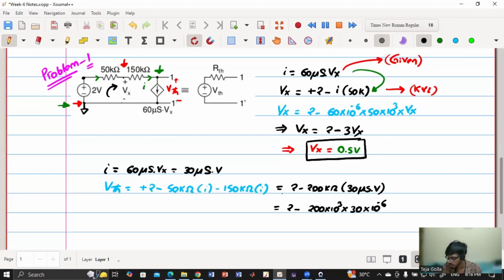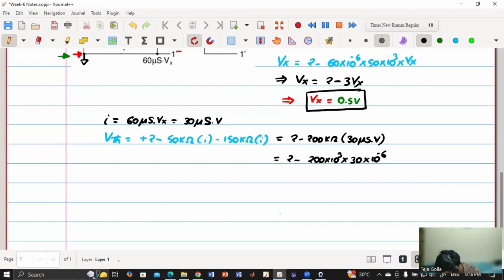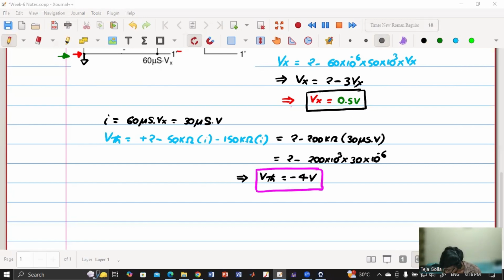So can someone tell me what will be the value of VTH? Just calculate and let me know what you are getting. Someone has mentioned minus 4, Bhuvan. Please check if you are getting the same voltage or some other voltage. Tulasi, this will be 2 minus 6, so it will be minus 4. Just check your calculations and let me know whether it is matching or not.